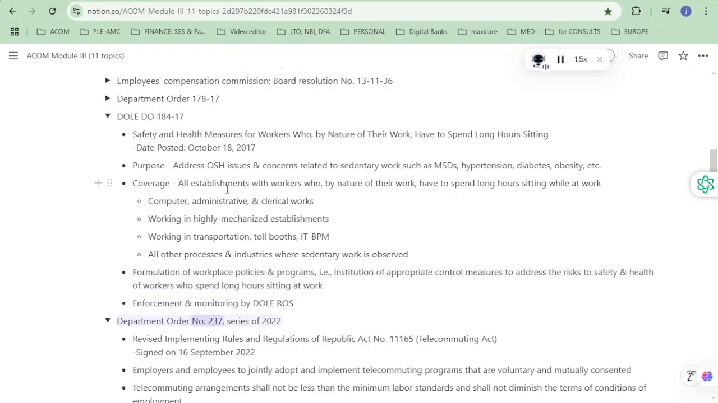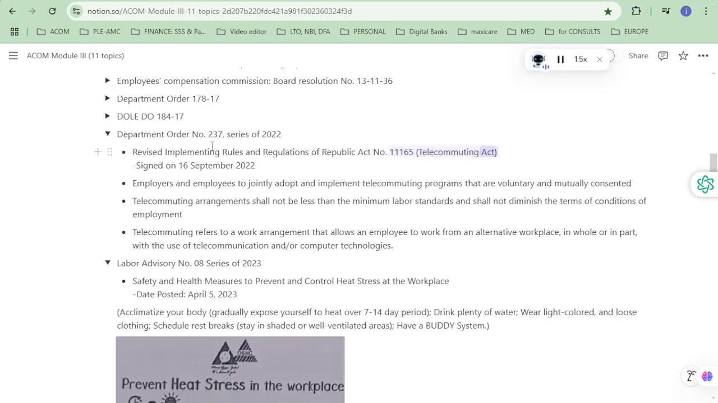Department Order No. 237, Series of 2022. Revised Implementing Rules and Regulations of Republic Act No. 11165, Telecommuting Act. Signed on September 16, 2022. Employers and employees to jointly adopt and implement telecommuting programs that are voluntary and mutually consented. Telecommuting arrangements shall not be less than the minimum labor standards and shall not diminish the terms and conditions of employment. Telecommuting refers to a work arrangement that allows an employee to work from an alternative workplace, in whole or in part, with the use of telecommunication and/or computer technologies.